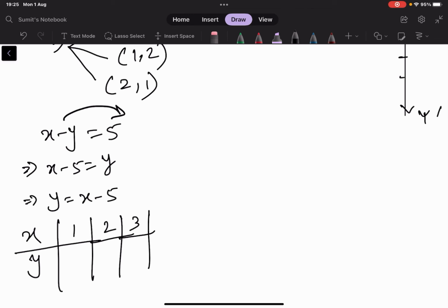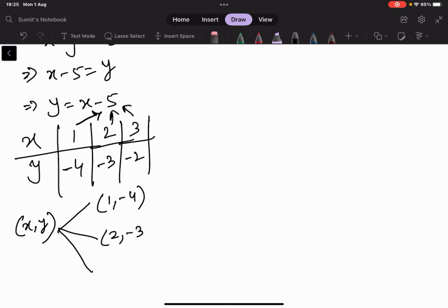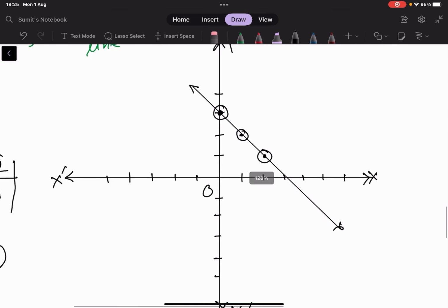So y equal to x minus 5. If you put x equal to 1 here, y will be minus 4. X equal to 2, y is minus 3. And x equal to 3, y equal to minus 2. That means x comma y is the point. What points can be generated? 1 comma minus 4, 2 comma minus 3, and 3 comma minus 2. Very good. Now we will plot these points on the same graph.